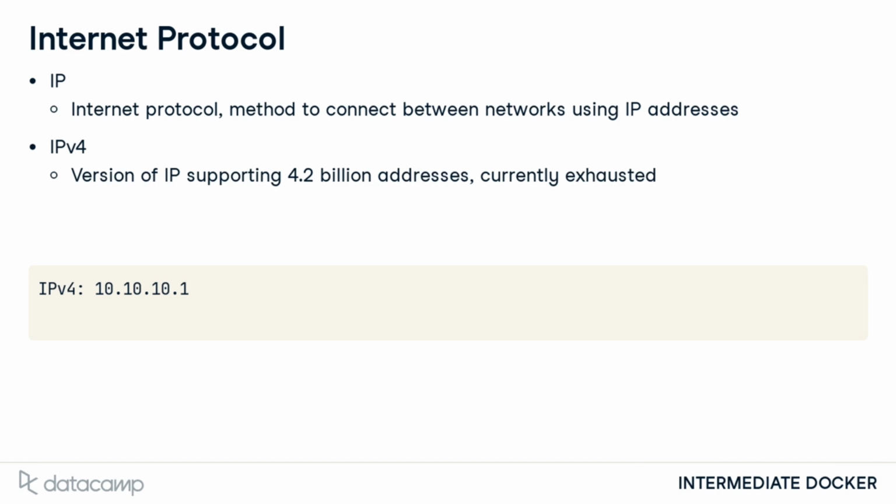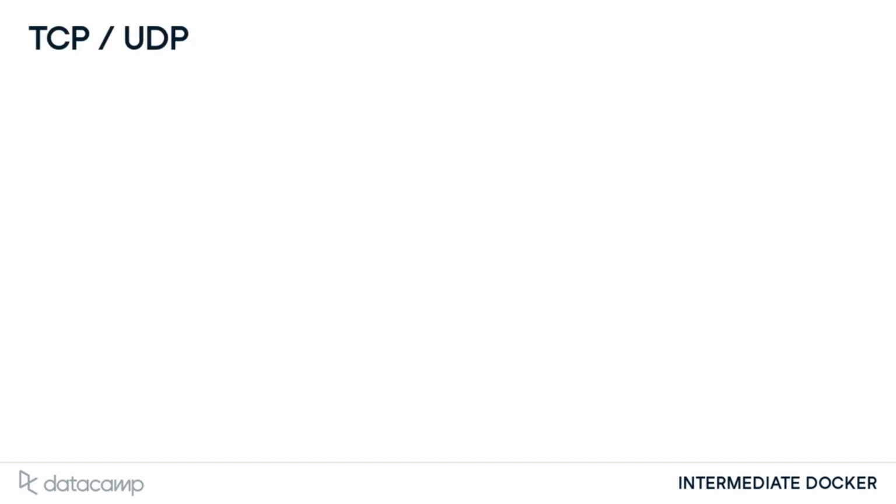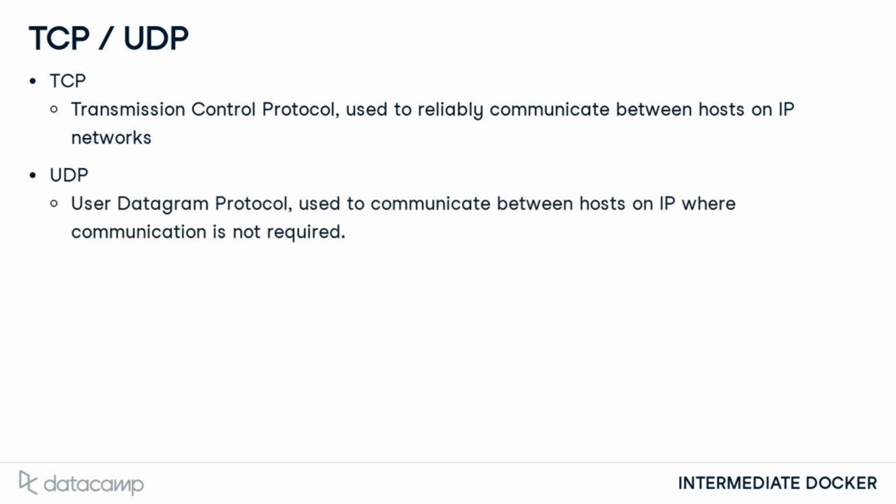The address space is currently exhausted, meaning all addresses have been allocated. IPv6 is the newer version of IP and supports significantly more addresses and is still being deployed. TCP is the transmission control protocol and is used to reliably communicate between hosts on an IP network. UDP is the user datagram protocol and can communicate between hosts over IP where reliable communication is not required.